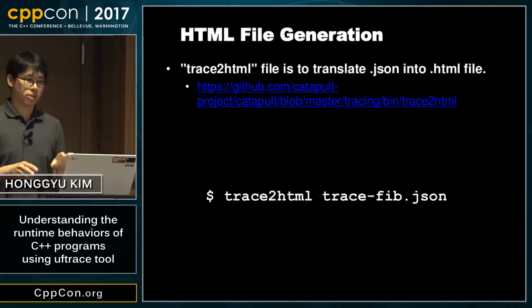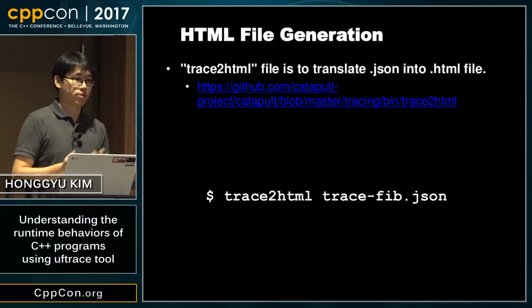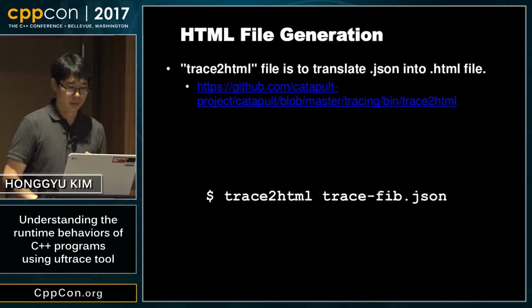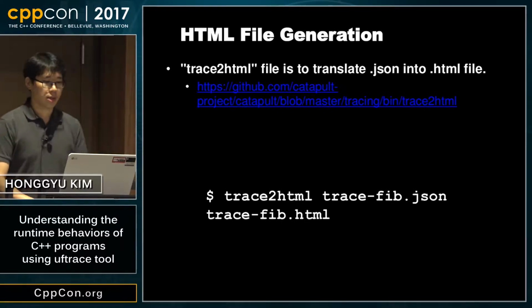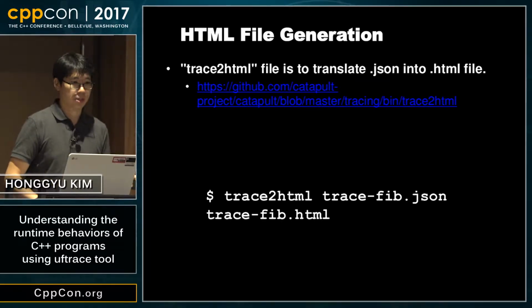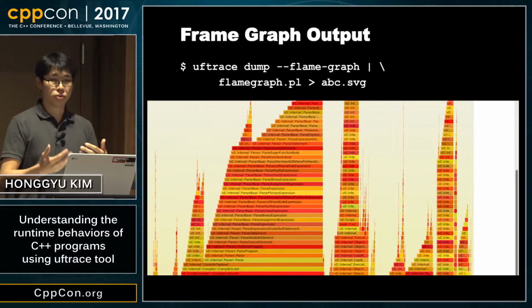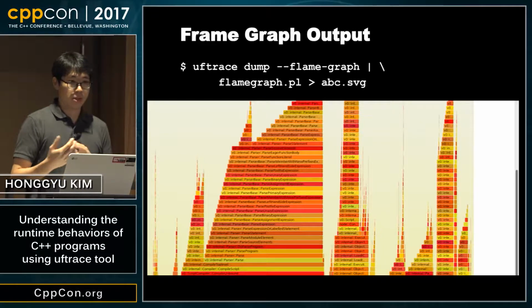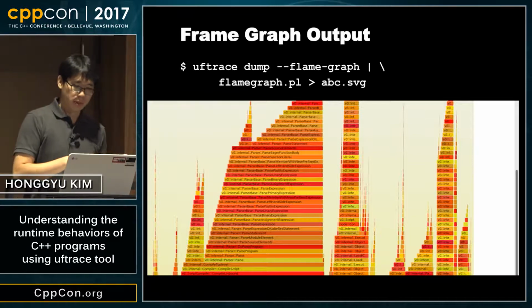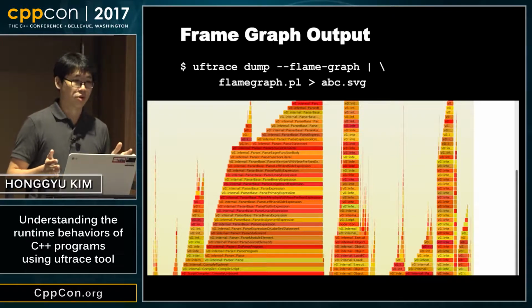Some people can load it as a JSON file, but the better way to use it is to translate it into an HTML file. You can go to this site and download it, and then you can convert the JSON format to the HTML file this way. Then you can upload it to a website, and it's a lot easier to read. Or once you record it, you can make a flame graph output as well, this way. This is different from the Chrome tracing viewer. This is not timeline based, this is just aggregated data.